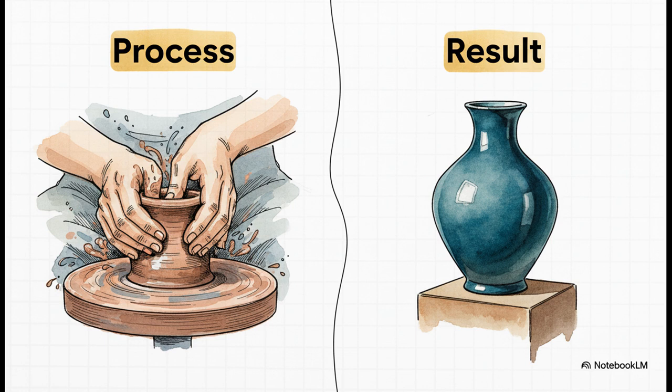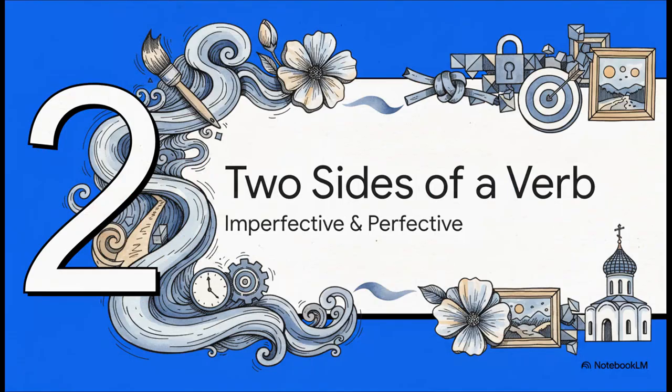Every single action, you can look at it in one of two ways. Are we talking about the process of doing something, or are we talking about the final result? Keep that question in your head. So that idea of process versus result, well, that's what gives us the two sides of basically every Russian verb. We call them the imperfective and the perfective. Now, don't think of them as totally different verbs. It's more like two different lenses you can use to look at the exact same action.